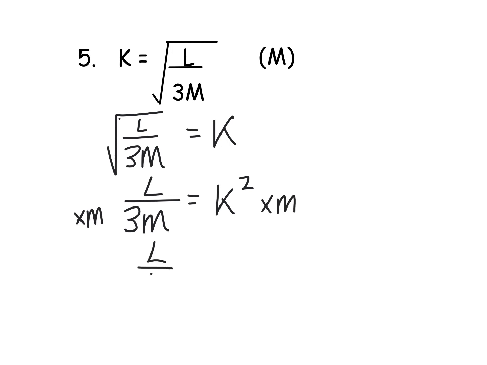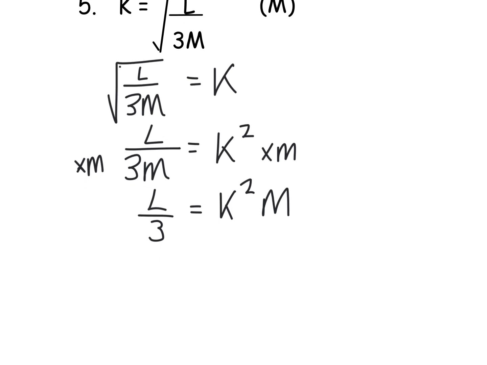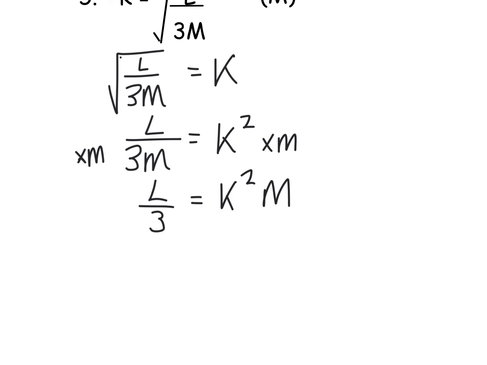So I'm going to have L over 3 equals k squared m. And then all that's in my way of m being on all its own is that k squared. So k squared is multiplying it, so we're going to divide by k squared.